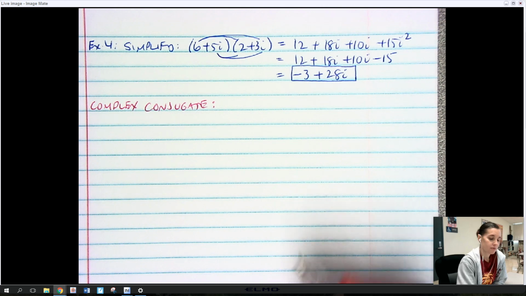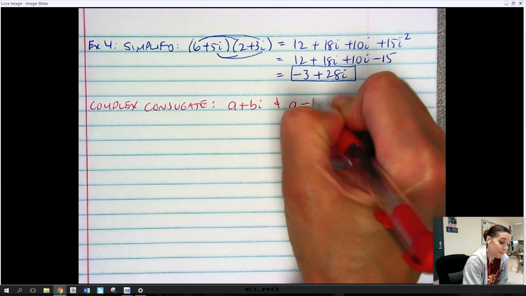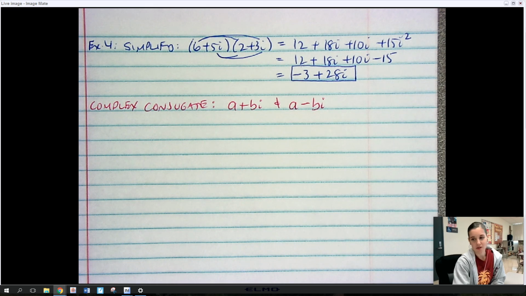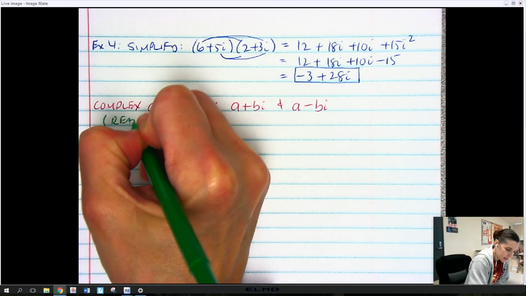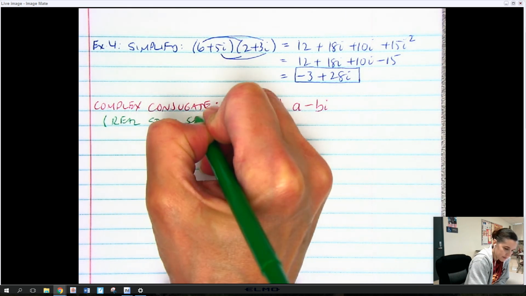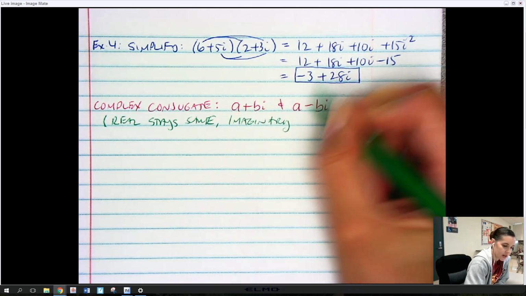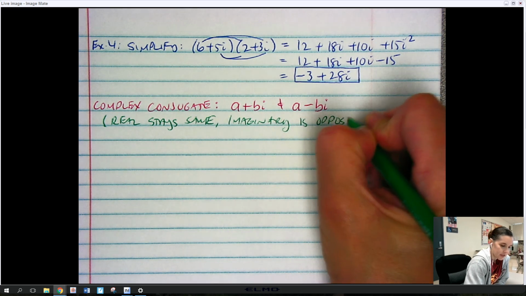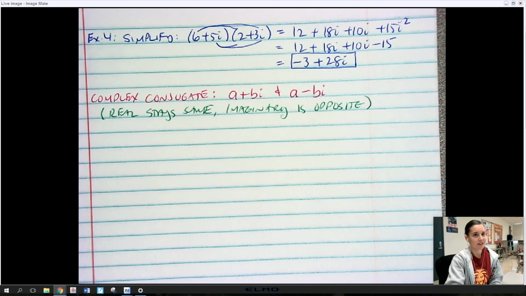So when you have your a plus bi, the complex conjugate of this would be a minus bi. So what I hope that you notice is that the real is the same, the imaginary is the opposite. So again, real stays the same. The imaginary part becomes the opposite. And the whole reason we're going to use a complex conjugate is because if I multiply them, it just becomes a real number. And you'll see this in our next example.